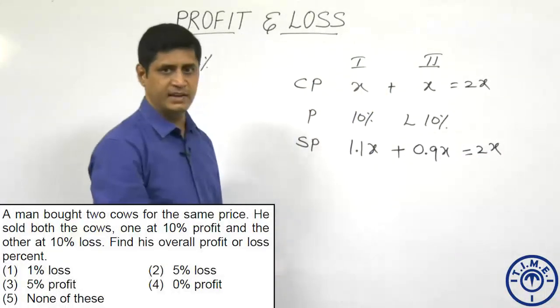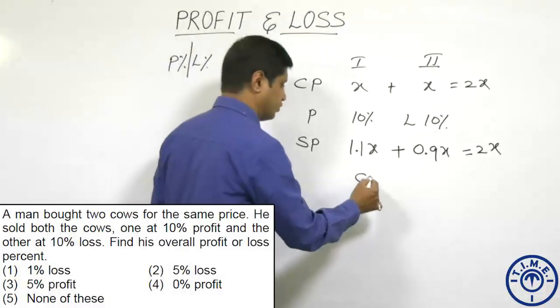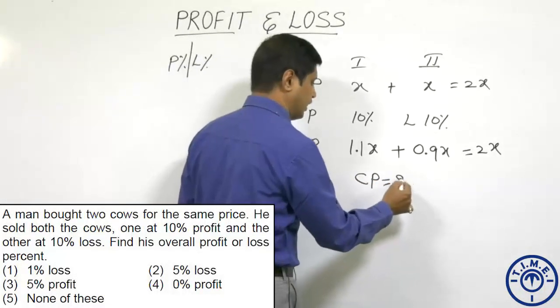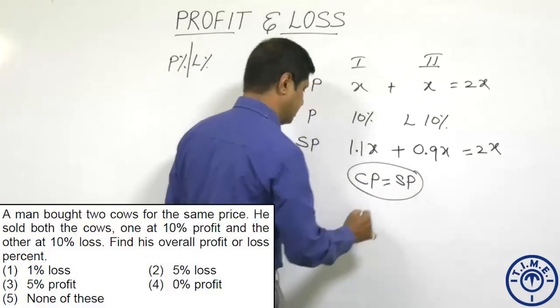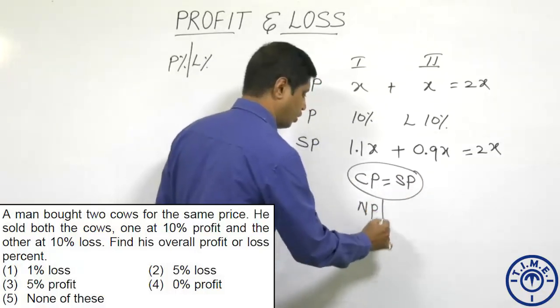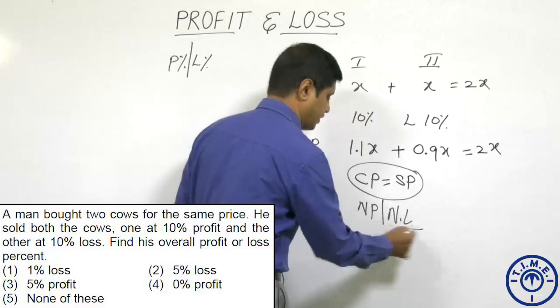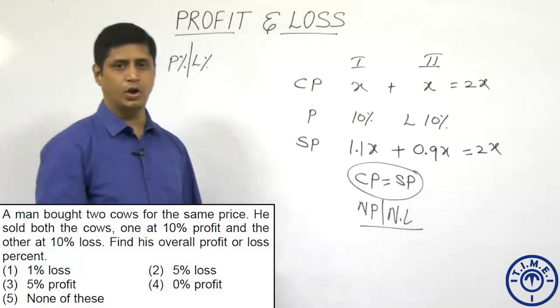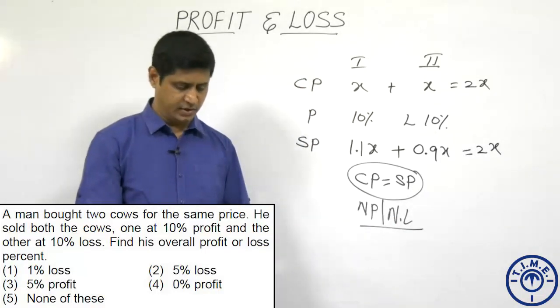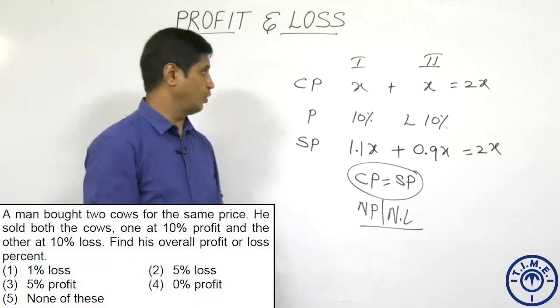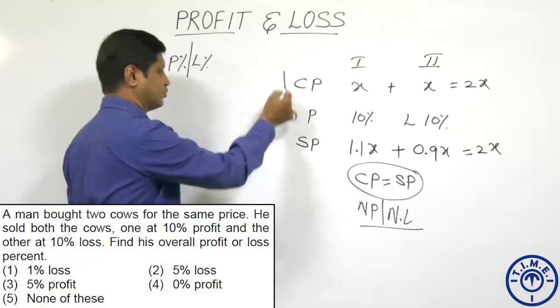Now the cost price as well as the selling price, both values are the same. When these two values are the same, what is the result? It is neither profit nor loss. So neither profit nor loss means 0%. What is the right choice? Option 4. Of course, we can answer the same question in another way.